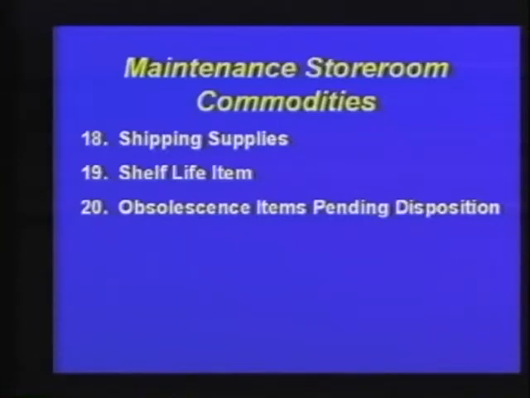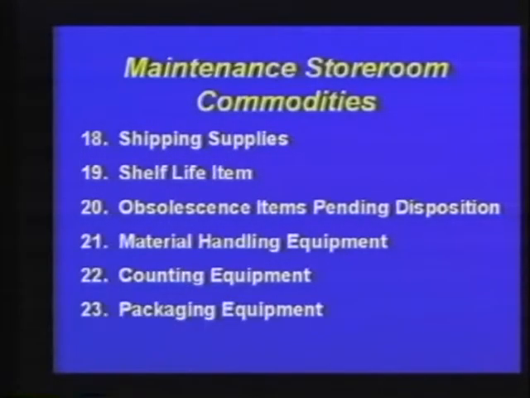And then 20 would be an area where we would have set aside for items that have become obsolete pending disposition. 21 addresses the material handling equipment used within the storeroom. 22 is the counting equipment. 23 addresses the packaging equipment, and again 24 and 25 and so forth would be your additional commodities that are in the storeroom that are not an integral part of the storeroom listing that we have just gone through.